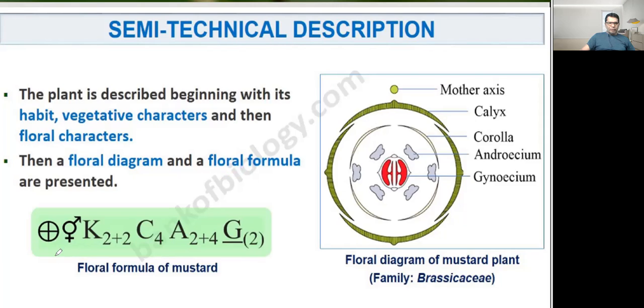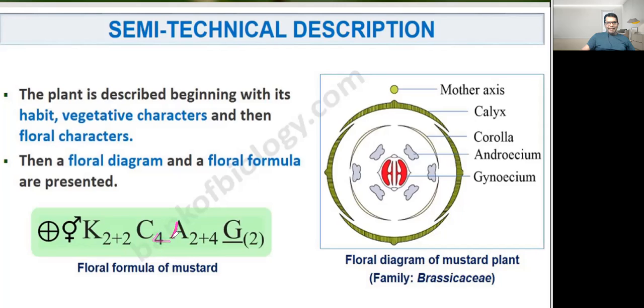So this is the floral formula of the mustard plant. This means actinomorphic. This means bisexual. K stands for calyx, so there are sepals present in two groups, 2 plus 2. Then C stands for corolla, that is petals. The corolla is made up of 4 petals.